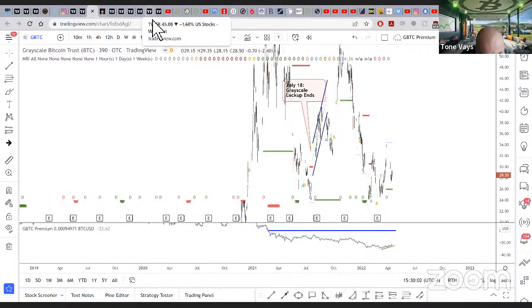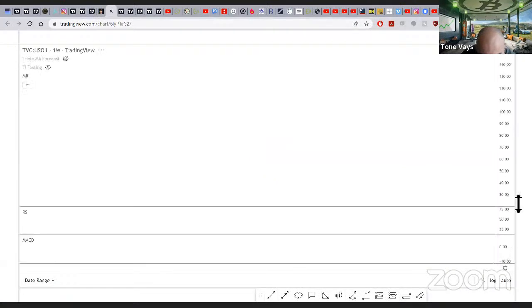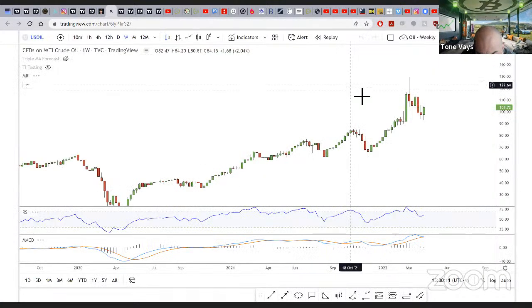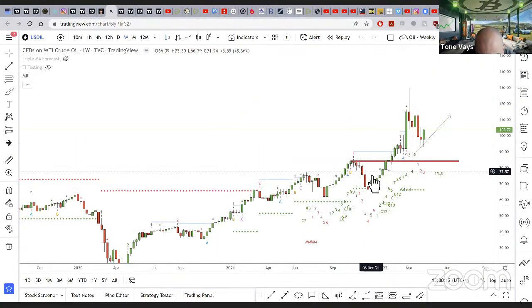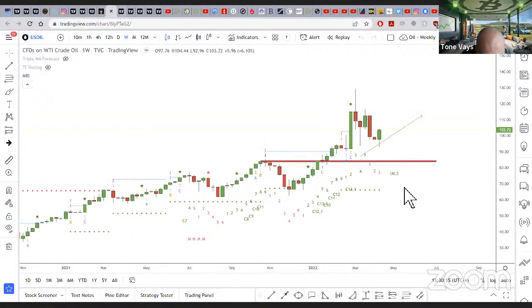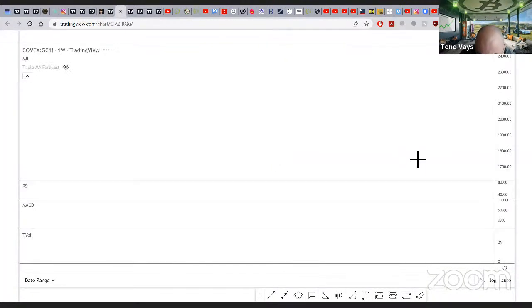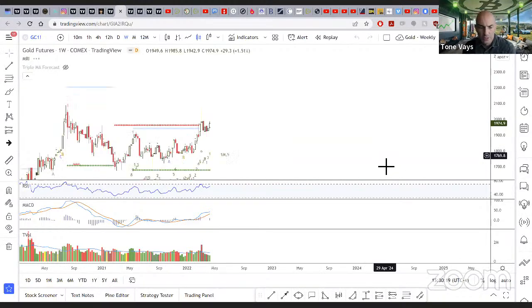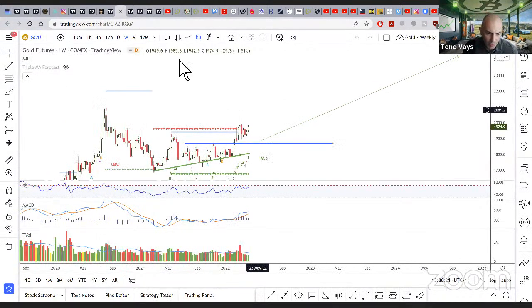I don't really care about the DXY chart all that much, especially the oscillators on it. I don't see how they're useful. We can talk about why. Oil, I'm bullish on. It's the weekend, so it's not going to be trading till Monday or Sunday night. Gold, I'm still bullish on.